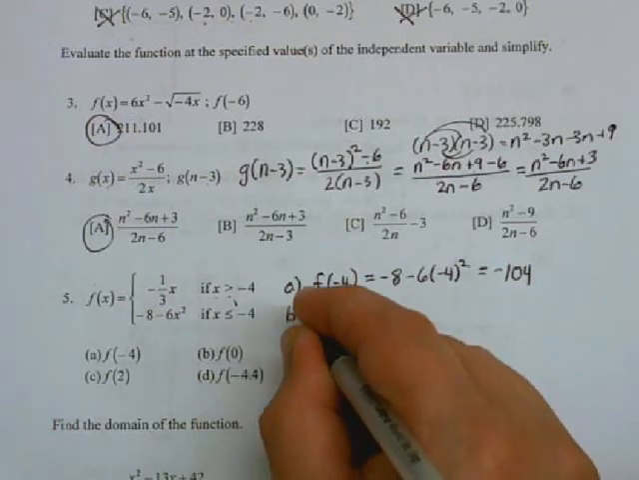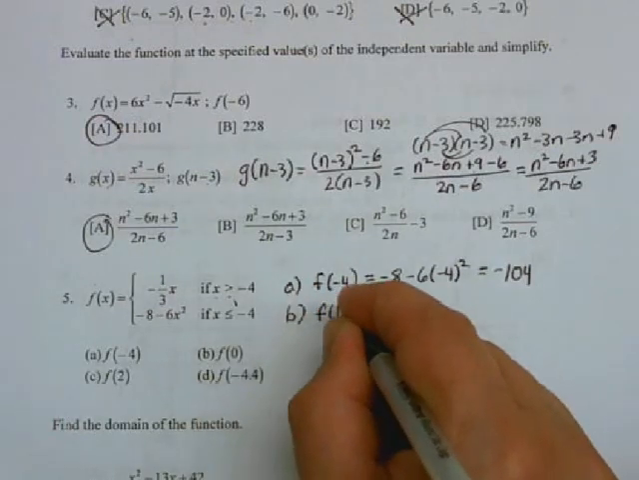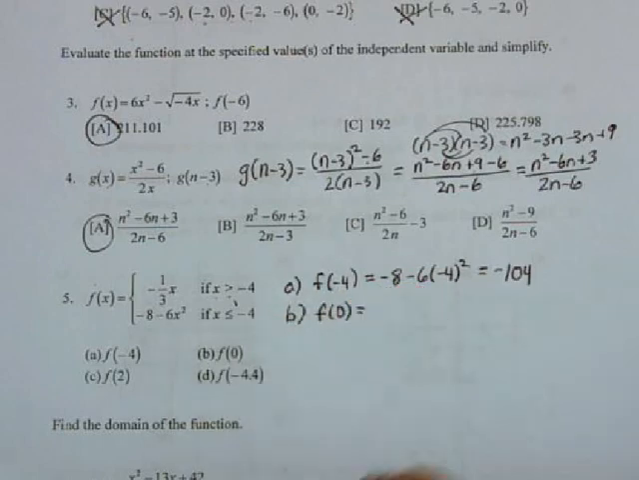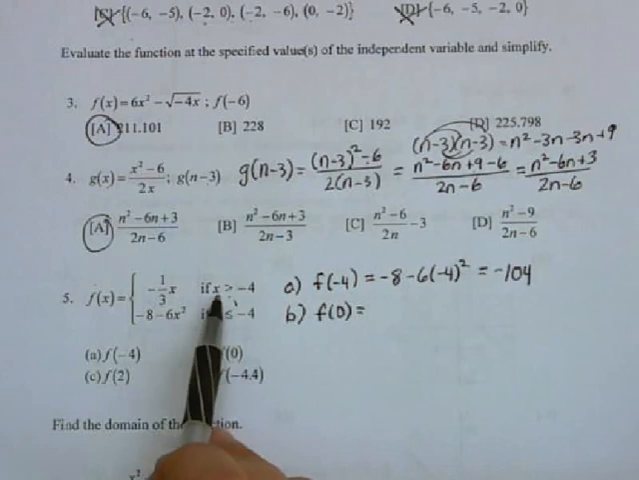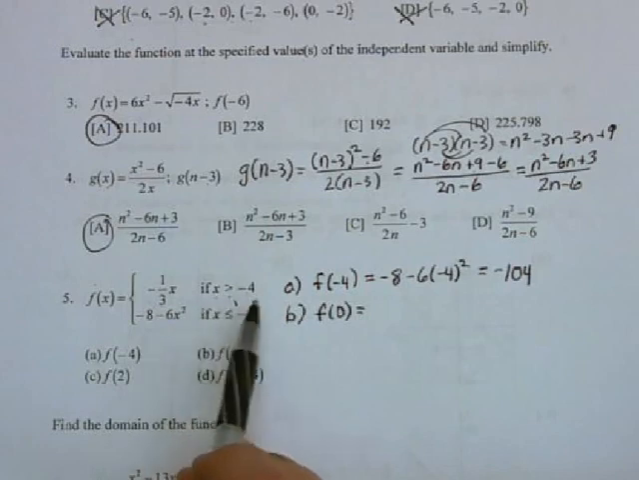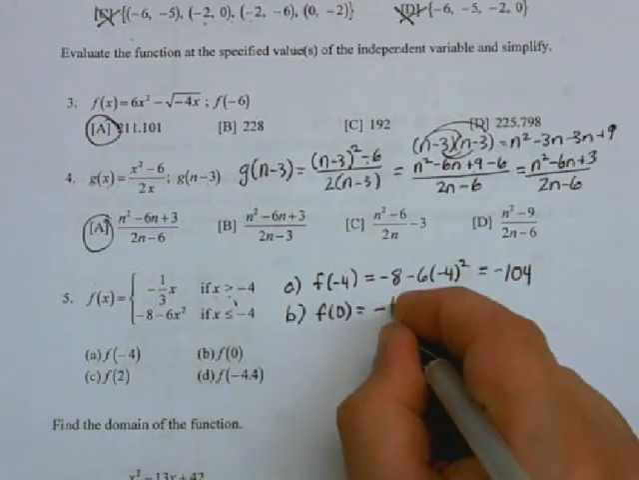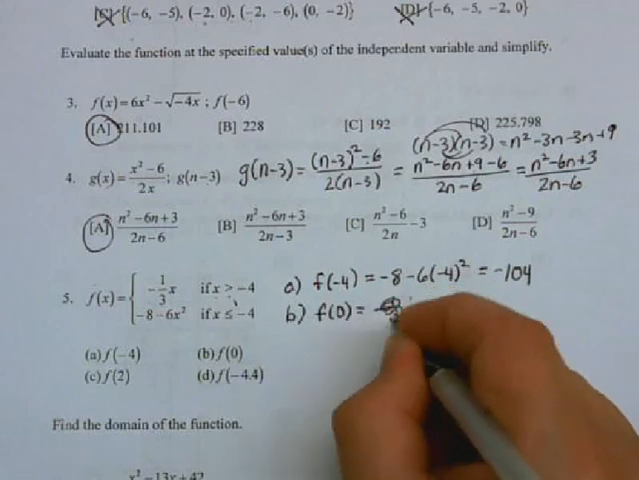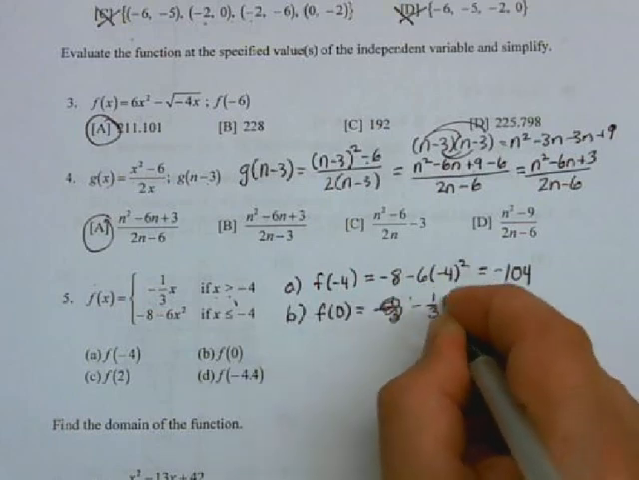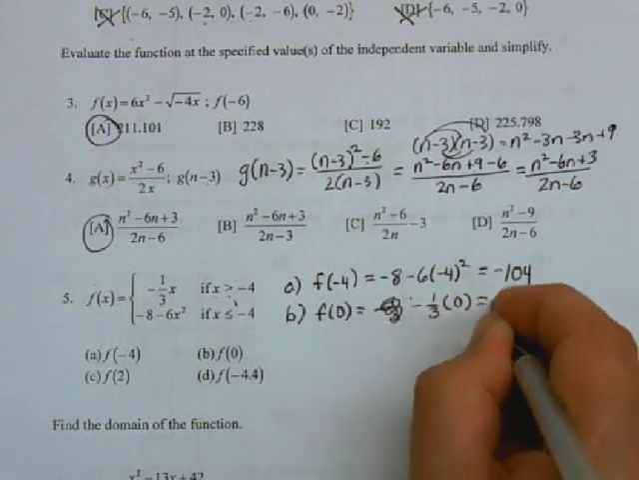Part B, we're looking for f of 0. So I look, and I'm going to use the top one, because 0 is greater than -4. So -1/3, let me rewrite that. -1/3 times 0 is simply 0.